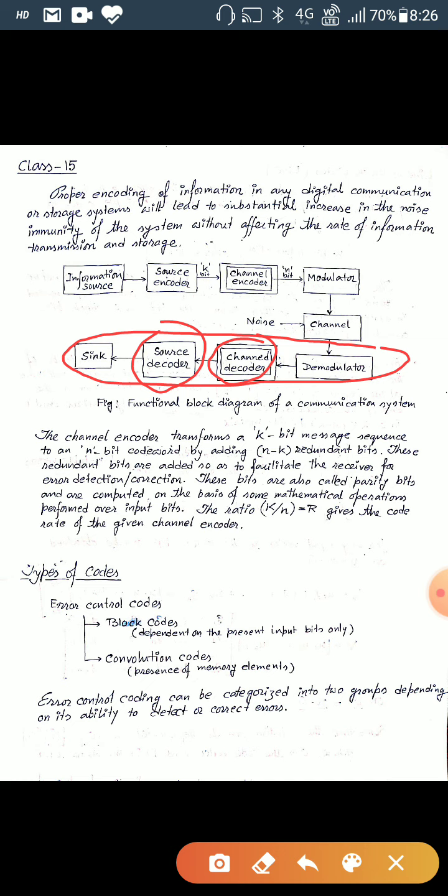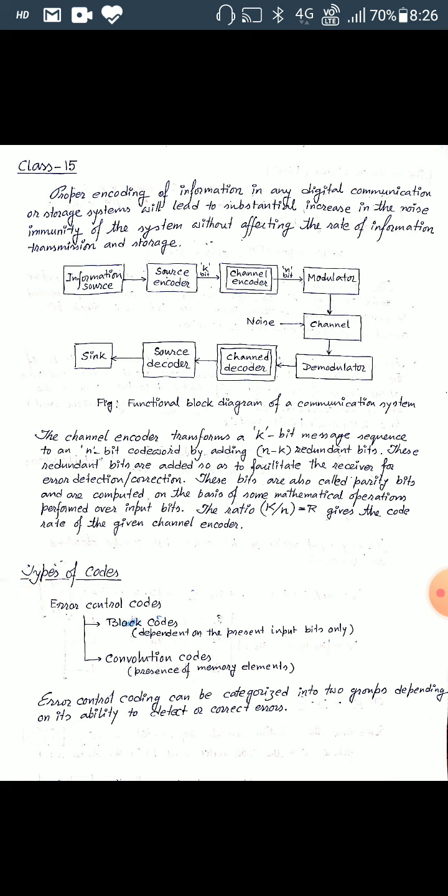If it is a telephone or a mobile, at the receiver side a voice signal is required for communication in verbal form. So this is the basic functional block diagram of a communication system. Proper encoding of the information is most important. If this encoding process is not done properly, the message that arrives at the receiver side will not be in proper form.